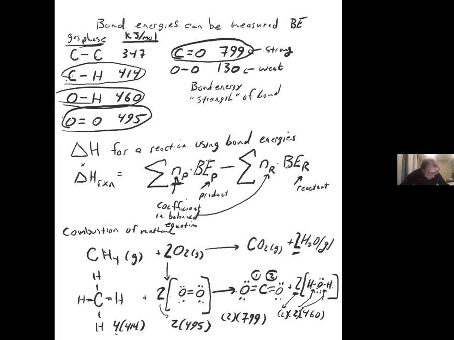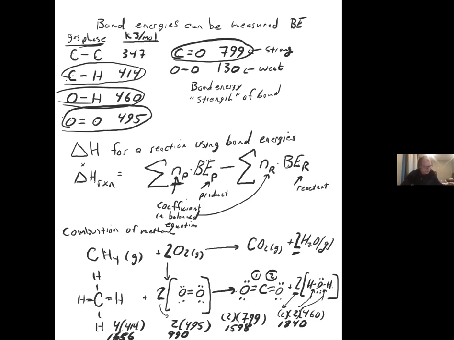So now if you do this multiplication, you get 1656. 1656, right? 4 times 414. 2 times 495 is 990. 2 times 799 is 1598. And then 2 times 460 is 920. And then you multiply it by another 2. So that's 1840. Okay. So now I've done all of them.